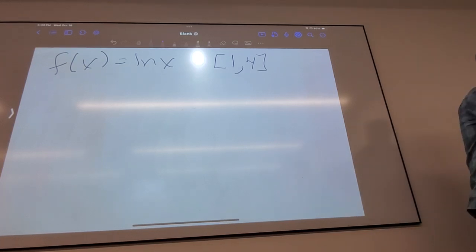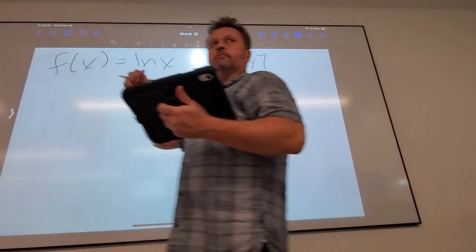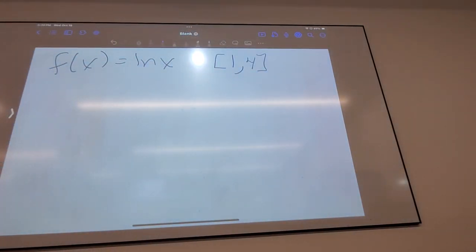Alright, so what are the conditions? The function's gotta be continuous where? Is this continuous everywhere? It doesn't have to be. It has to be from 1 to 4. Good. And natural log of x, 1 to 4. Beautiful, right? Is it differentiable from 1 to 4? Yeah, its derivative is what? And that works for 1 to 4. So it's differentiable at all those points, correct? It doesn't freak out at any of those points. So it's continuous, differentiable. That's all I have to show.